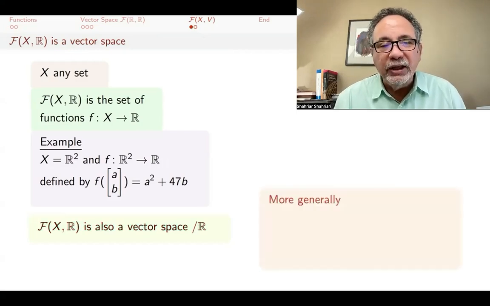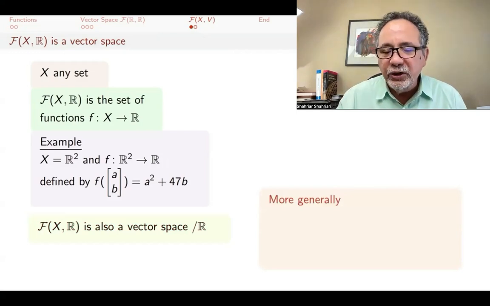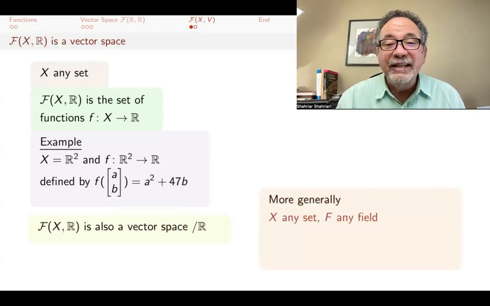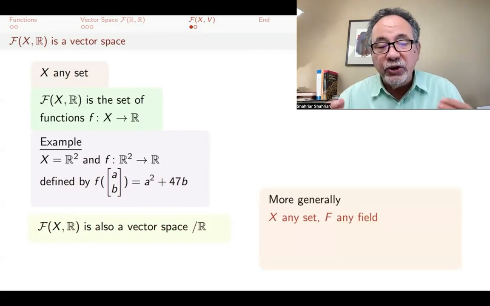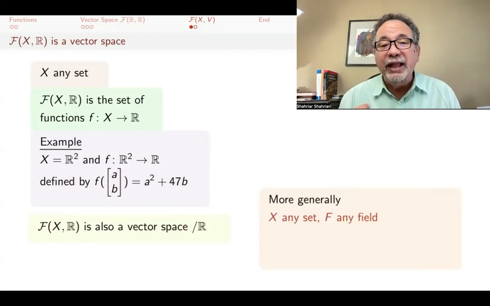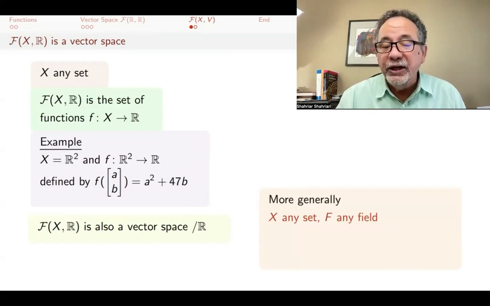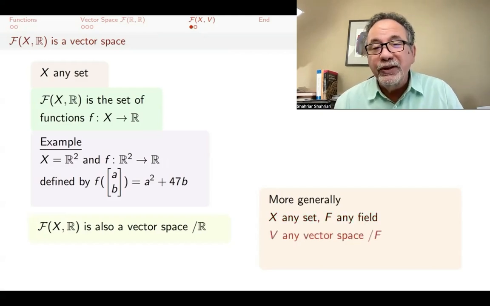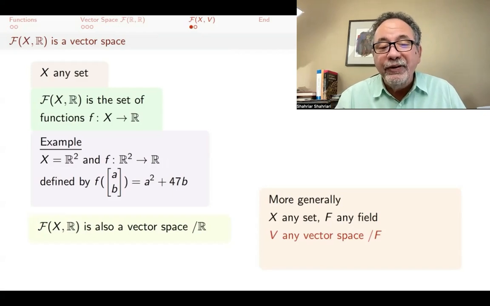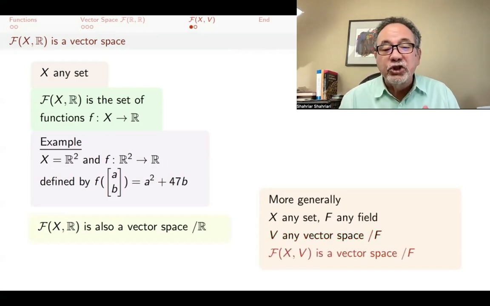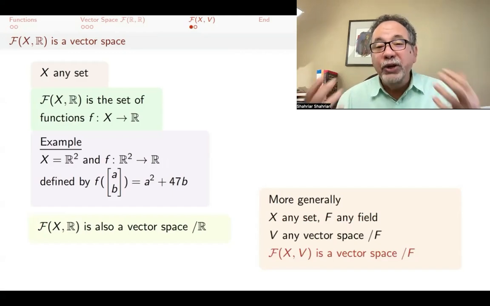In fact, more generally, and in a first encounter with linear algebra you can ignore this, if X is any set and F is any field, a field is a place where you can add, you can subtract, you can multiply, and you can divide by non-zero elements. And fields are things that can be scalars. In the first reading of linear algebra, scalars are real numbers, but in a second reading, they can be elements of any field. We have videos about fields later in this series. If V is any vector space over F, so V is any kind of vector space whose scalars are F, then if you look at the functions from X to V, that's also a vector space. So you start with a vector space, and you start with any set and find functions from that set to your vector space, and you get a new vector space.